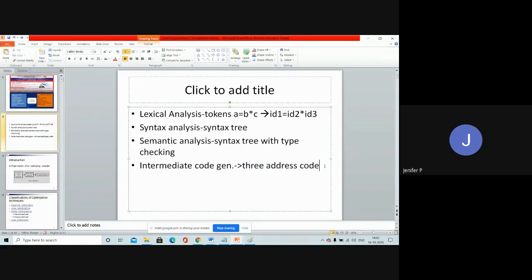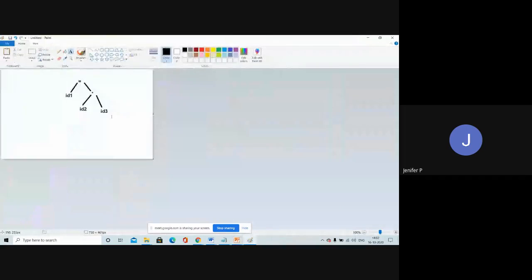So the properties of three address code: the first property is that it contains a maximum of three operands. Then, in addition to the assignment operator, it can have only one operator. So this is about the properties of three address code. For this, the syntax tree will be the input. The output will use temporary variables, which we use to hold the temporary results, right? So this is your syntax tree, right? The first value you are going to compute is ID2 into ID3.